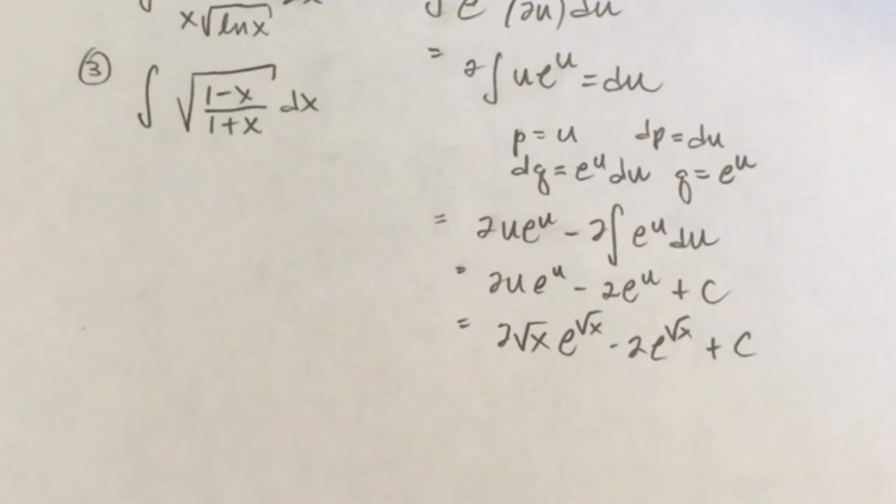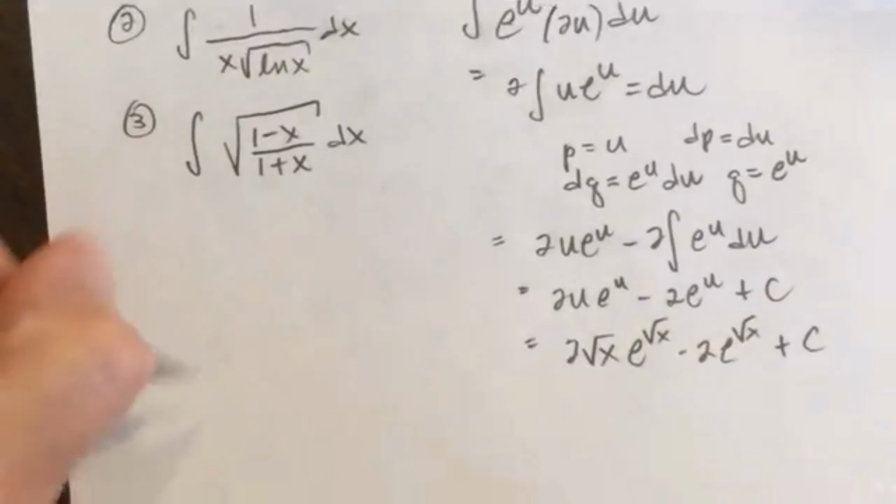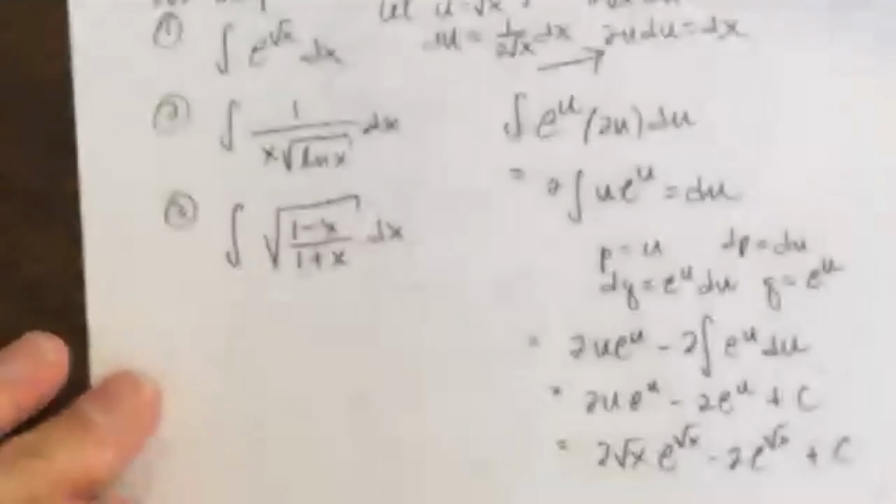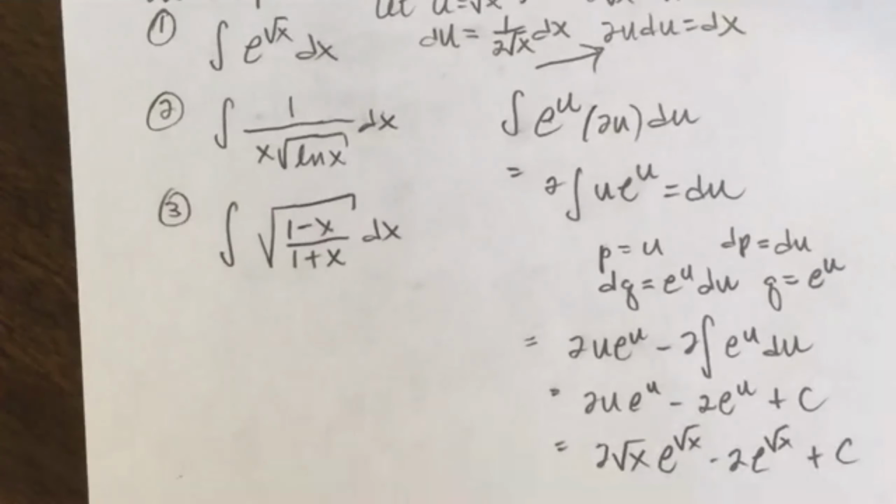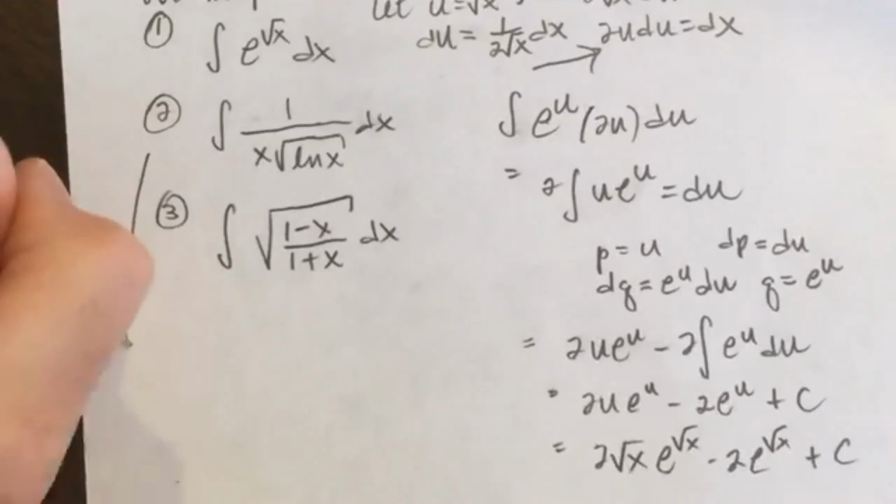How do we do? Okay, getting some thumbs up. Well, let's try another one. Here we go. How about number 2? Looks like a chain rule. It does. It looks a lot like a chain rule.